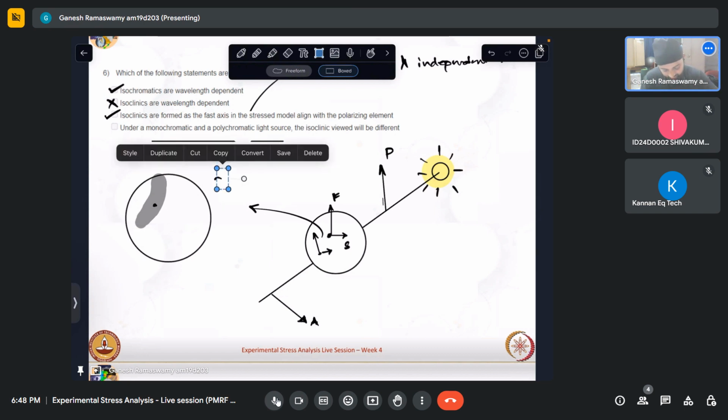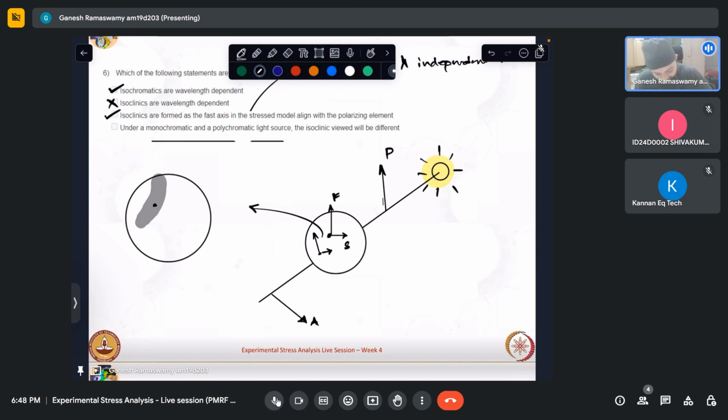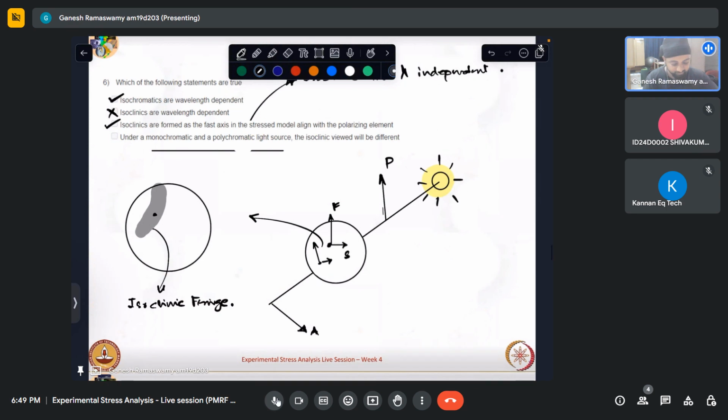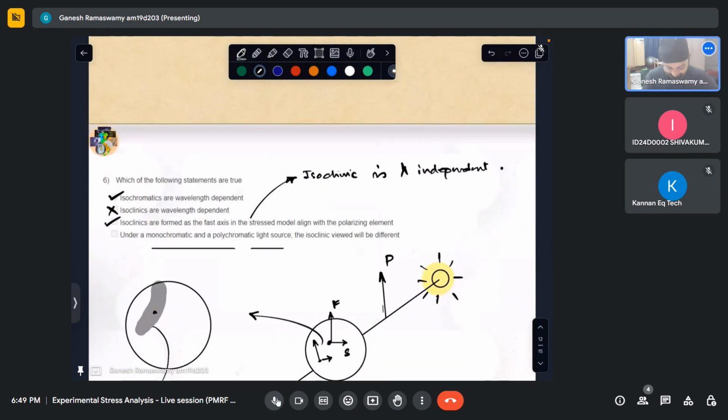So by this I mean it's an isoclinic fringe. So I take it that is clear. If there are questions, please feel free to ask. So this is not right.